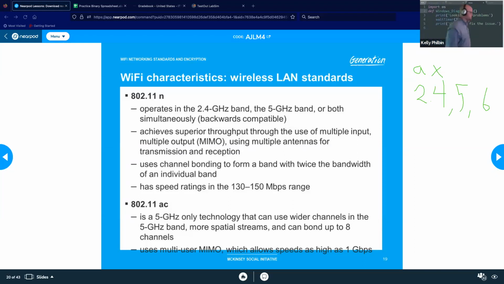So that's the rough theoretical speed you could achieve with 802.11ax. It operates on 2.4, 5, and 6. This is called Wi-Fi 6. It uses OFDMA and 10 gigabits per second throughput.